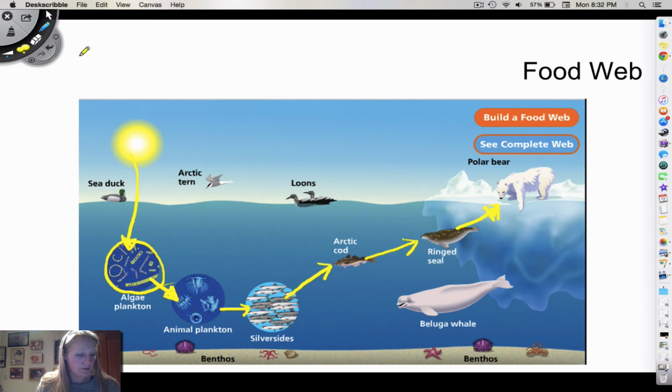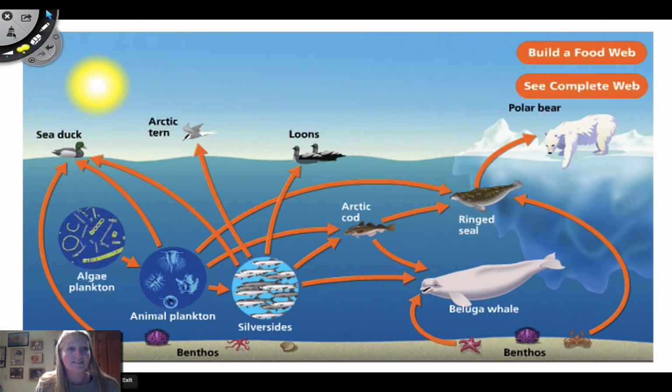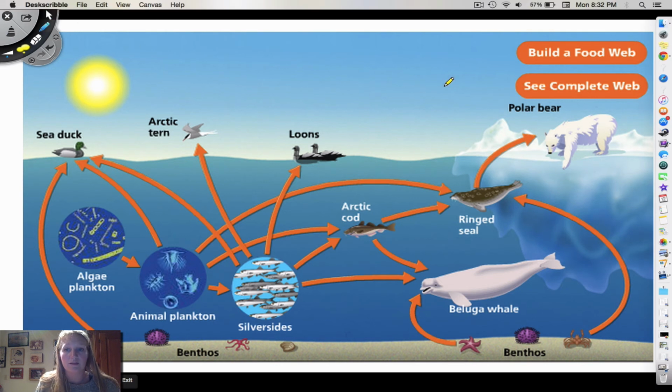So a food web, well, let me show you what actually this web looks like, and I think it's really cool once you see the change. This is a food web. Okay, this is the food web. This is a relationship. So these guys are actually eaten by loons, by the Arctic tern, by the sea duck. The sea duck also eats the zooplankton. They also eat some of these worms that are in here. The beluga whale eats starfish. It's actually kind of cool watching them eat starfish. And then the silversides, and then also the Arctic cod.